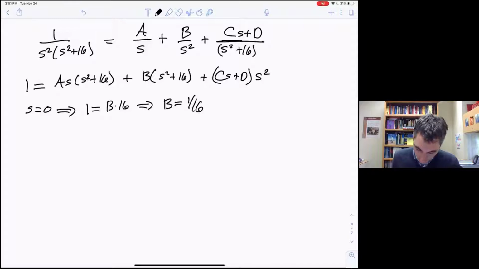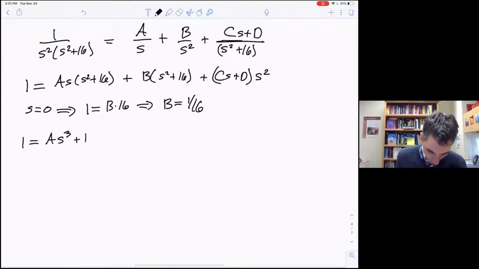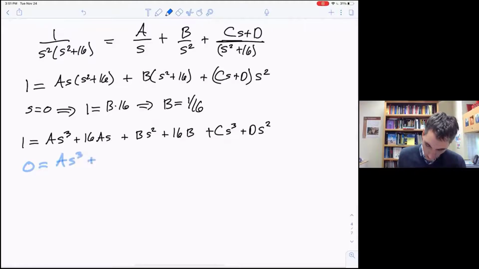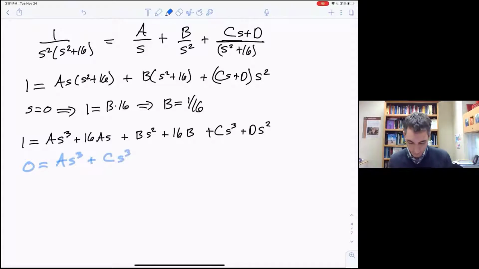So in particular, I could look at, let's see, we've got 1 is going to be as cubed plus 16as plus bs squared plus 16b, cs cubed plus ds squared. And then let's just take them one at a time. First, let's take the cubes. There are 0 cubes on the left-hand side. There's as cubed, and there is cs cubed on the right-hand side. So that's one little thing we know.